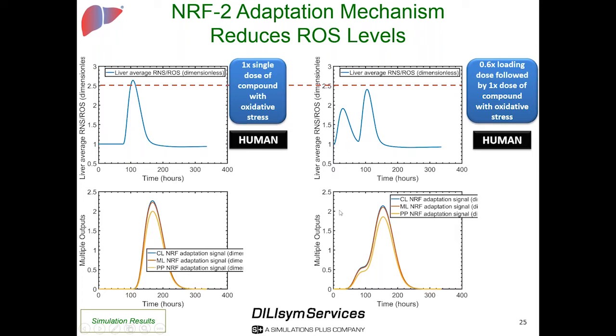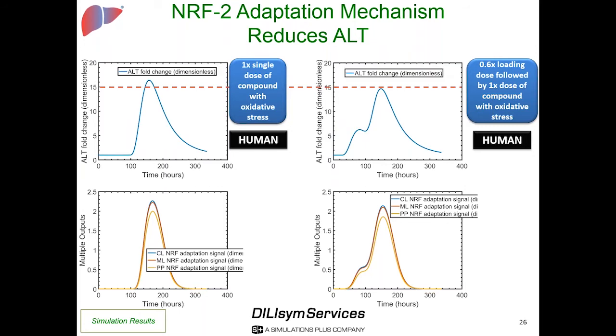But on the right, what we see is a little bit different scenario where the drug was given beforehand and then at a lower dose, and then there's the same dose. And what you can see is that because of that loading dose adaptation earlier, we now have a reduced oxidative stress. So if you look at the red dashed line, you'll see the oxidative stress peak has gone down from above 2.5 to below 2.5.